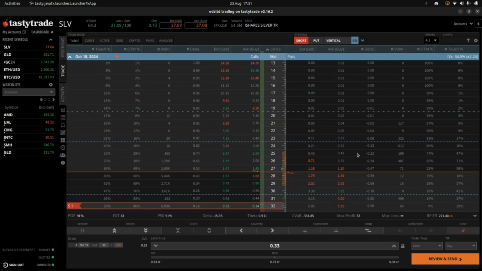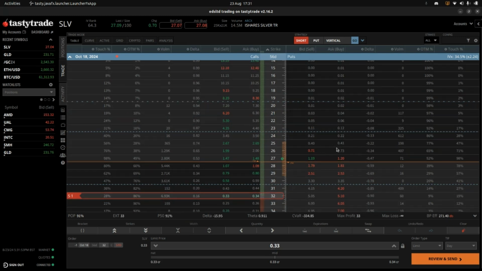Then we go over to the put side, and this is a good example. On the put side, we can see that there is no 16 delta. It goes from 12 to 22. So we have a decision to make. Do we go to 12? Do we go to 22? Or do we abandon the entire trade altogether?